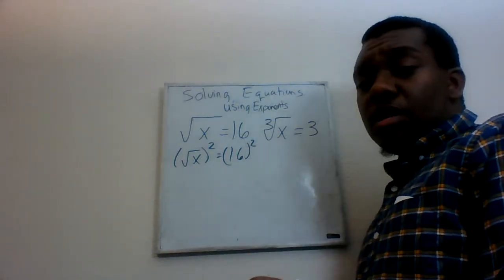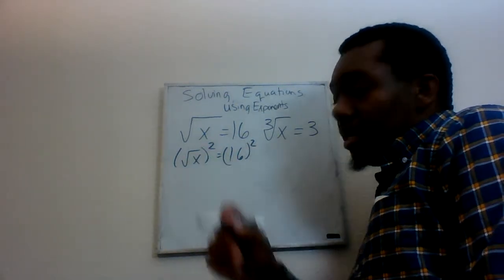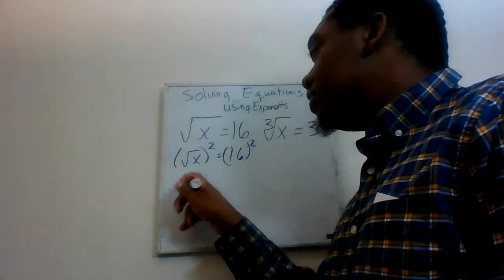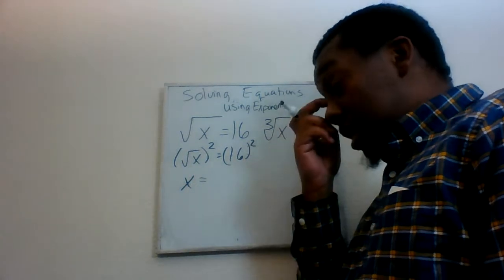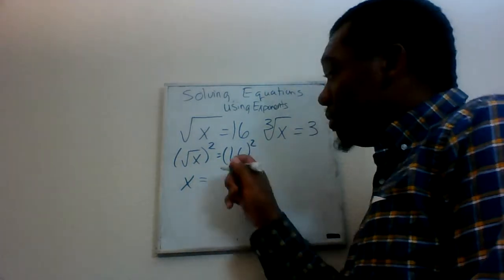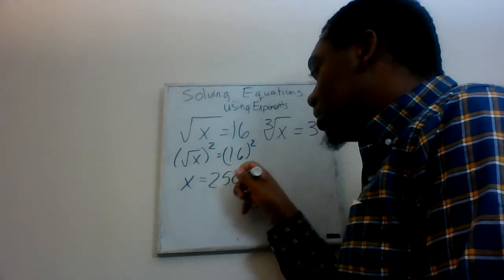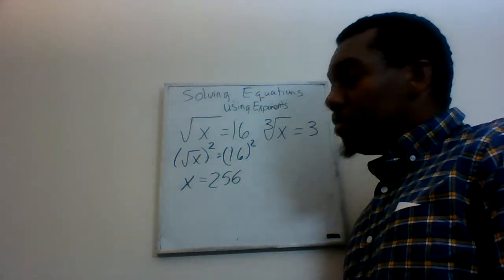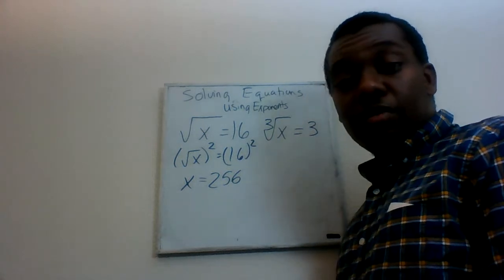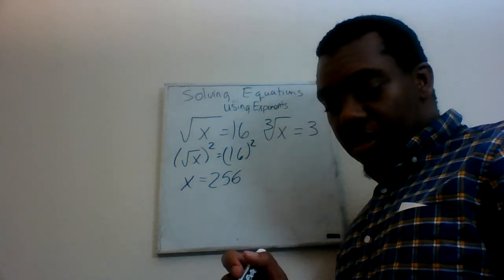Okay? And so when I do that, the square root will be undone by the square, and so we'll be left with just x. And then we have 16 squared, which will be 256. Okay, cool. And we're done with that one. That was quite simple. That was easy and fast.